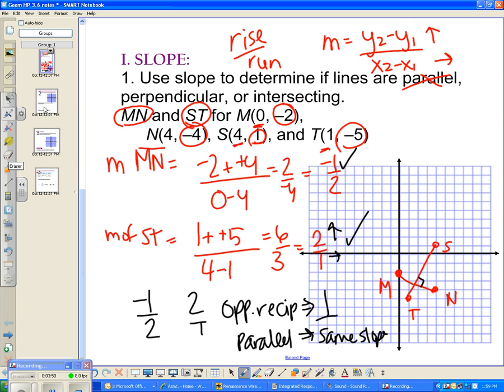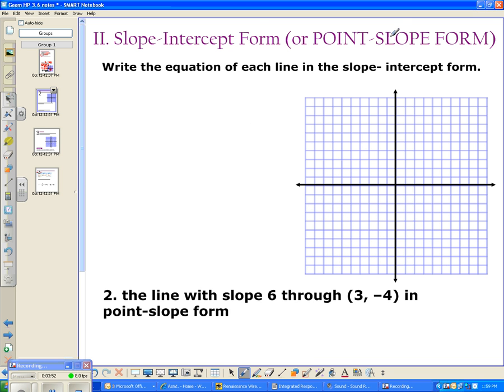Okay, so we've talked about slope. The next thing we need to talk about is slope-intercept form. When I say slope-intercept form, that's y = mx + b. Remember, m is your slope and b is your y-intercept.